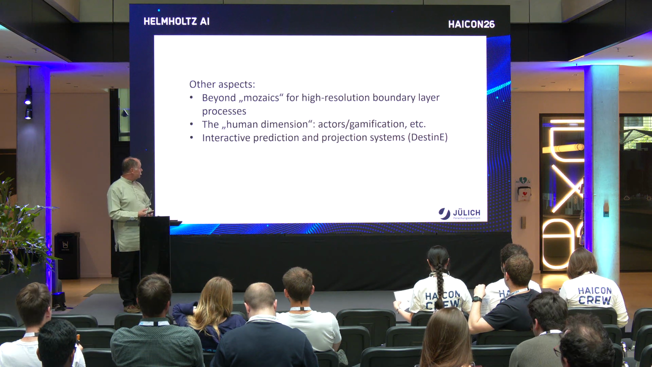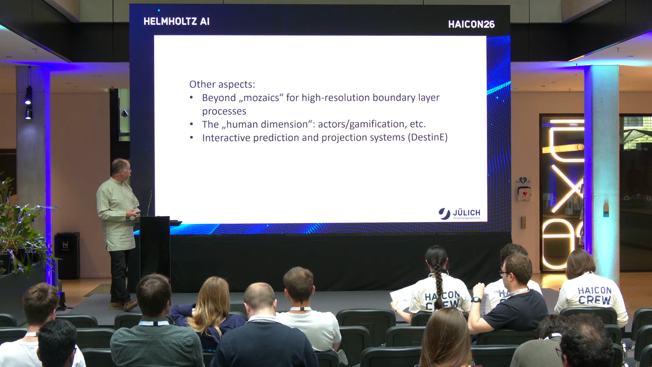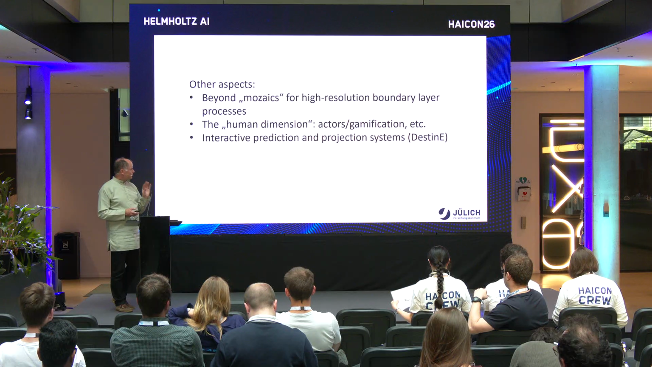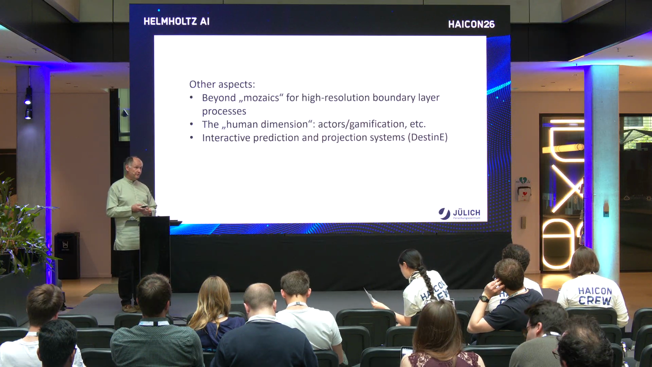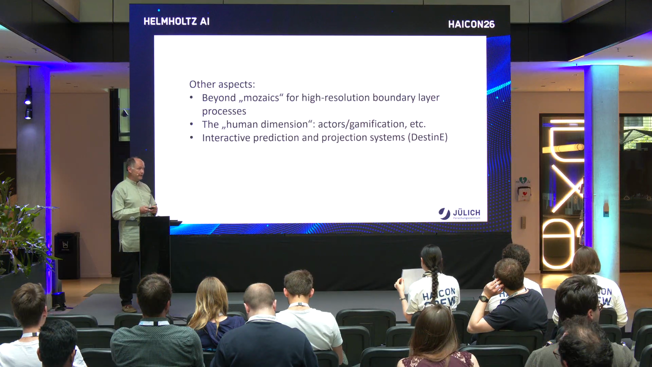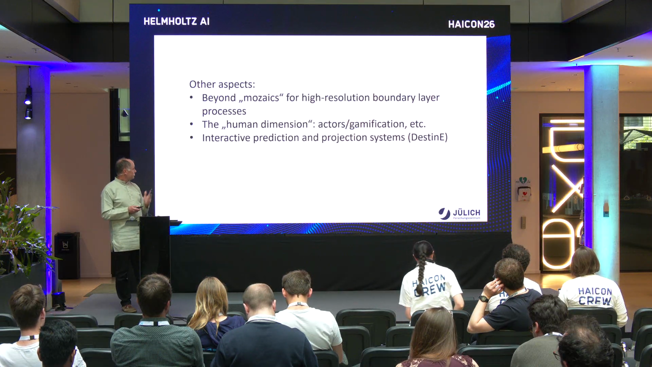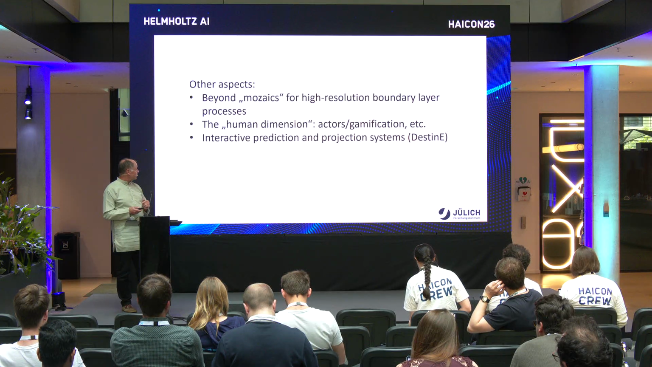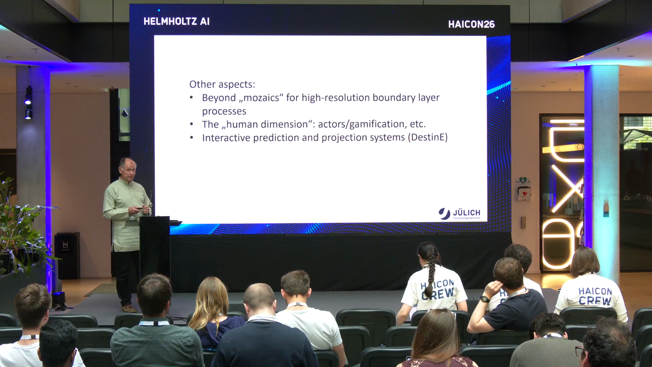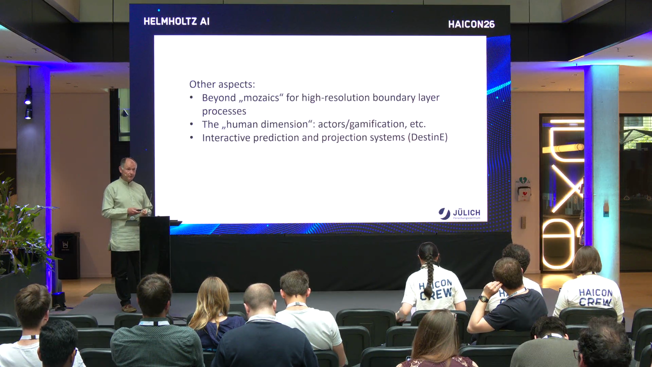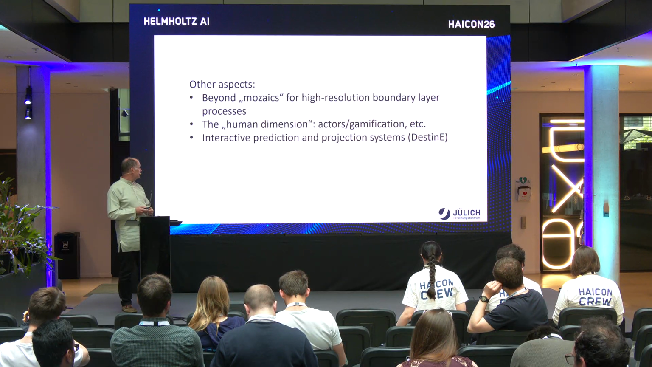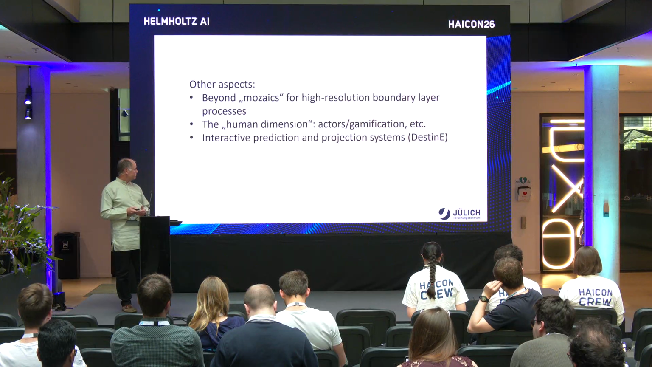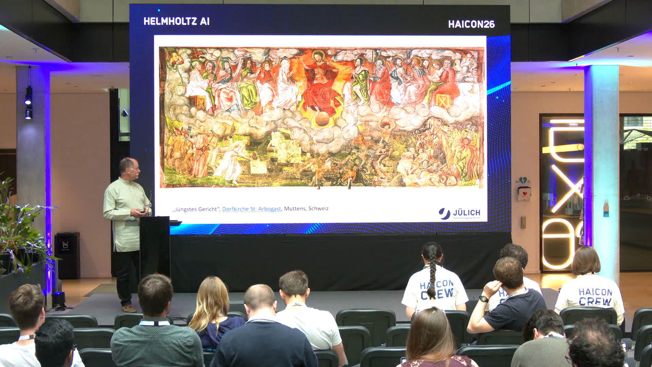Other aspects that we can think of for the future would be really to go down to meter scale and couple the weather and climate model systems with, for example, the very high resolution Earth observation data. This, of course, is a huge challenge. Also include the human dimension. This has been a big problem in climate science all along. We can think about actors, even gamification and things like that. And then finally, interactive prediction and projection systems.